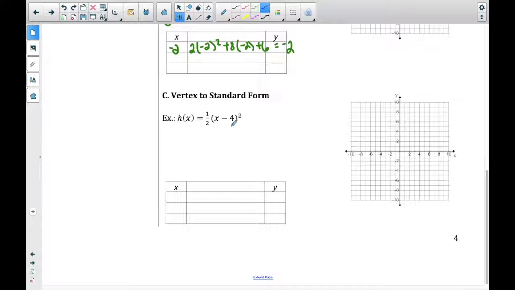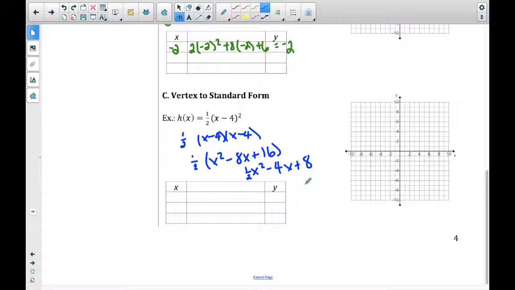The last form that we have is from vertex form to standard form. So again, here is a special case. We've talked about special cases, and so we basically need to multiply (x - 4) times (x - 4). So let's do that. When we multiply that out, we get 1/2 of (x squared - 8x + 16). We're looking for standard form, so let's go ahead and distribute that 1/2 back in. And so what I get is 1/2 x squared - 4x + 8.